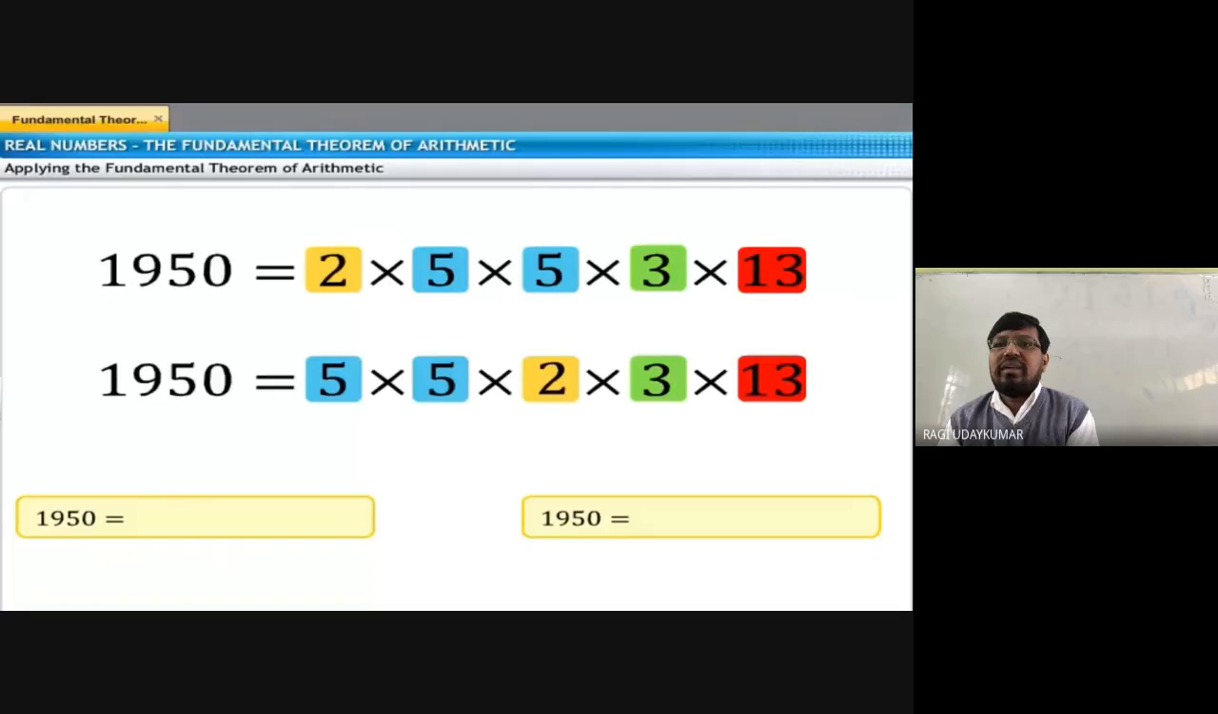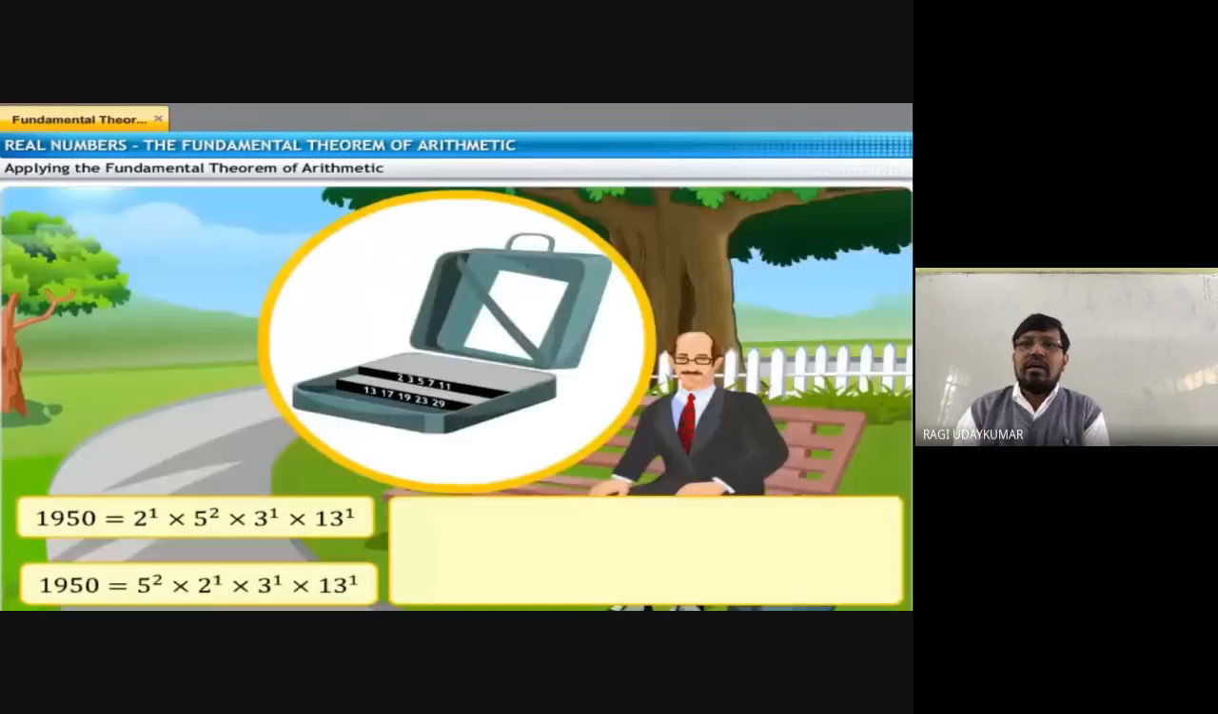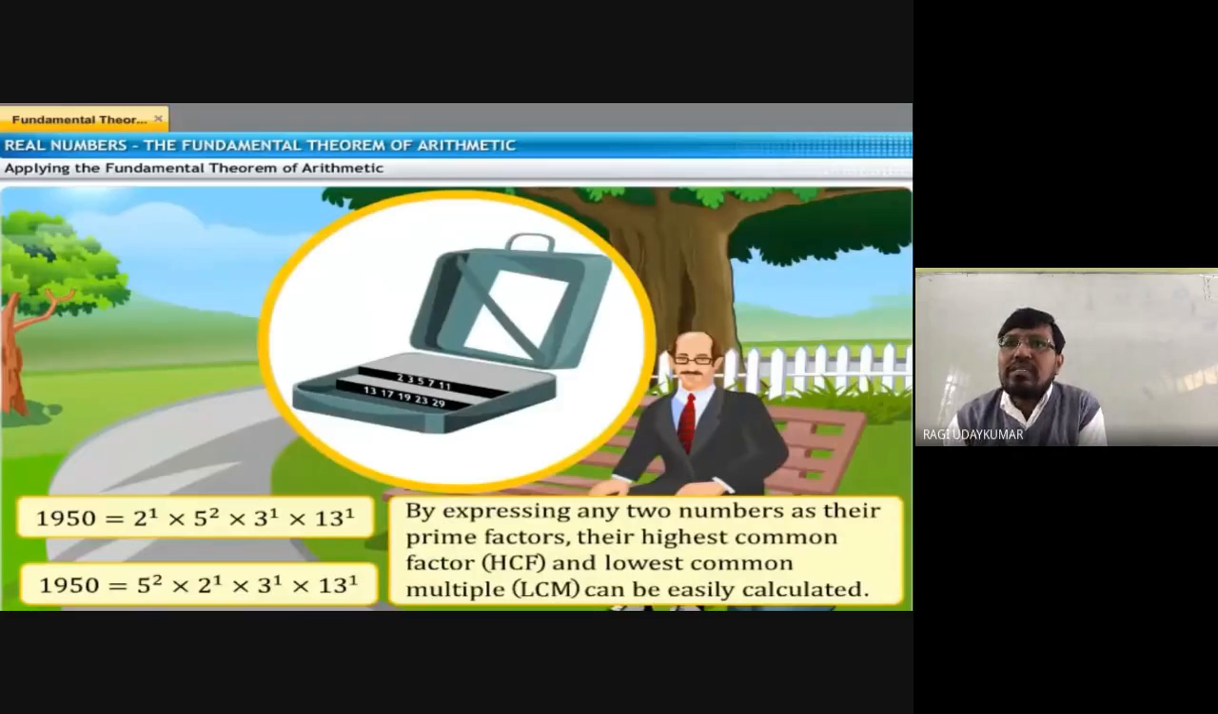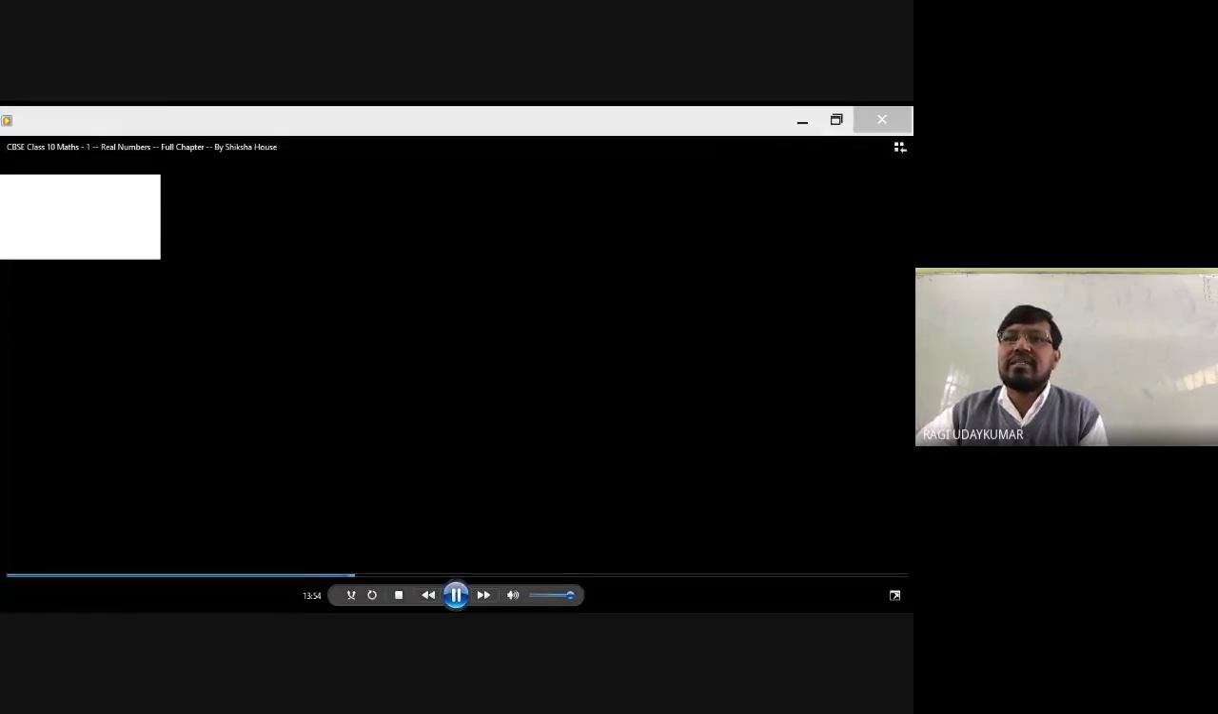So 1950 can be written as 2 into 5 into 5 into 3 into 13, or 5 into 5 into 2 into 3 into 13. Two 5s are there, one 2, one 3 and one 13. It is the same, but the order is different. By expressing any two numbers as their prime factors, their highest common factor and lowest common multiple can be easily calculated. So we can calculate the HCF and LCM when we express the numbers like this, in the easiest way.